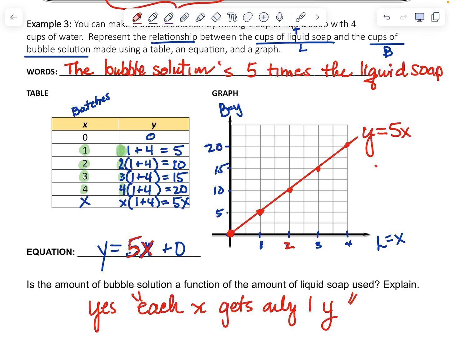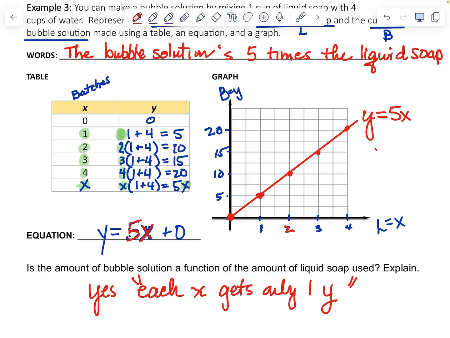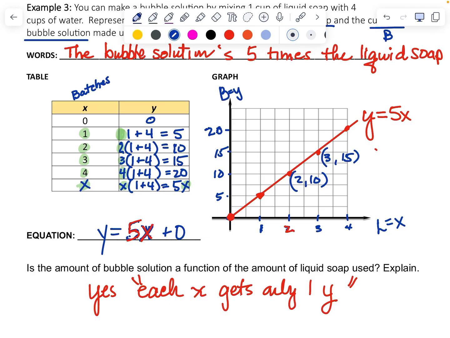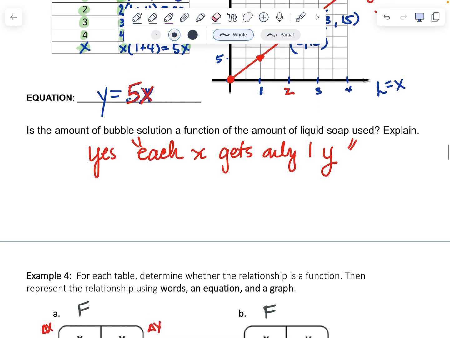Okay, and we plot the points on the graph as you see. And then let me put an x here, and we just get 5 times x. So we plot the points on the graph: (1, 5), (2, 10). I could put the ordered pairs for all of them. Here's (3, 15), and then (4, 20) would be the last one, okay? All right, so that gives you y is equal to 5x. And I'm going to erase the 0. You could put it there if you want to, but you don't need it. And is it a function? Yes, it is. X gets only 1 y.